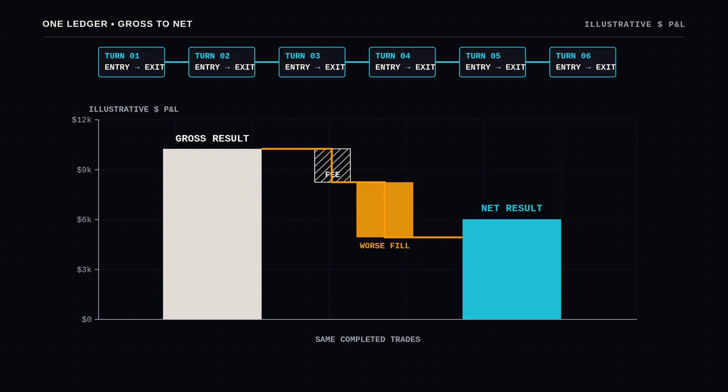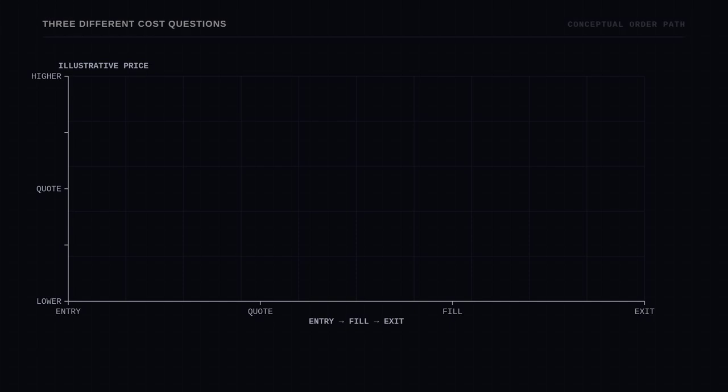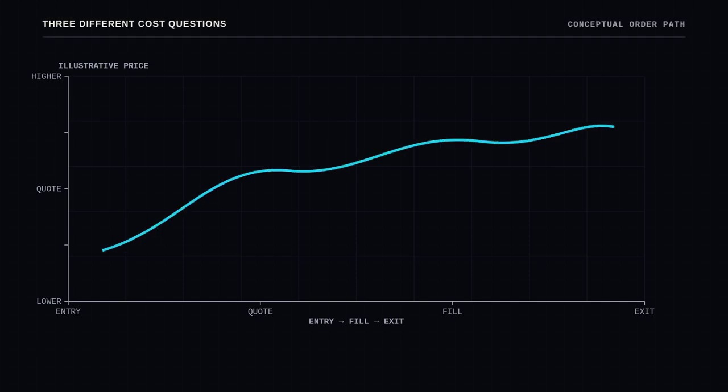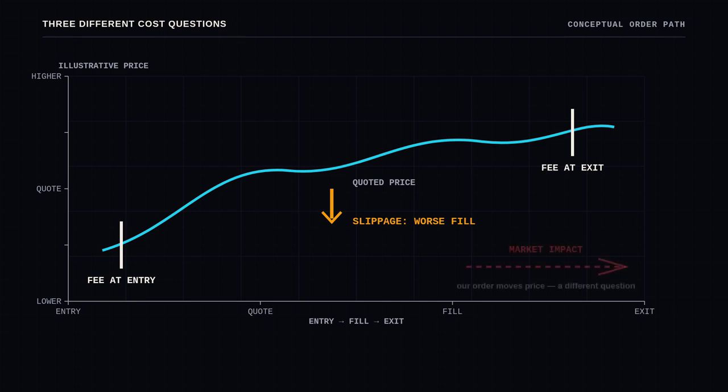First, separate the words. Fees are the charges for entering and leaving a trade. They are explicit. Slippage is getting a worse execution price than the backtest assumed. It hides inside the fill price. Market impact is different again. It is our own order moving the price while we get filled. A strategy can pay fees and slippage without being large enough to create market impact.